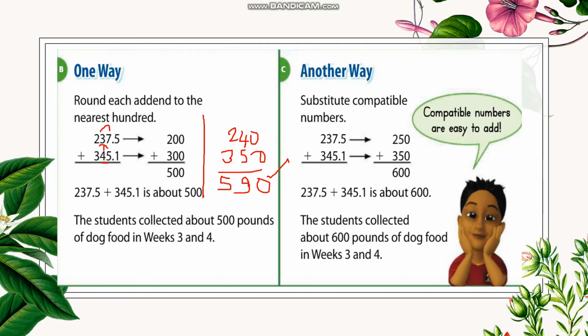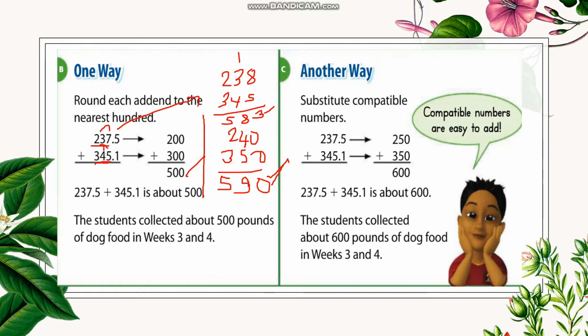Now, is it possible to round to the nearest whole number? Yes. The whole number is 237 and it is followed by 5, so it becomes 238. Next, 345 followed by 1, so it stays 345. Then you just simply add: 3 plus 5 is 8, and 8 plus 4 is 12, which gives 583. So 500 if you round to the nearest 100, 590 if you round to the nearest tens, and 583 if you round to the nearest whole number, and they are all correct. They are all possible estimated answers.